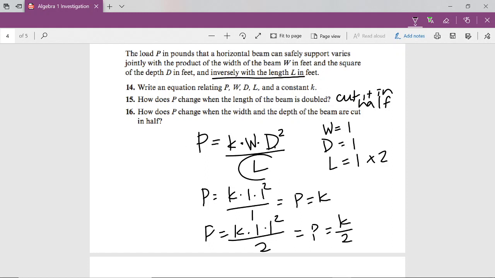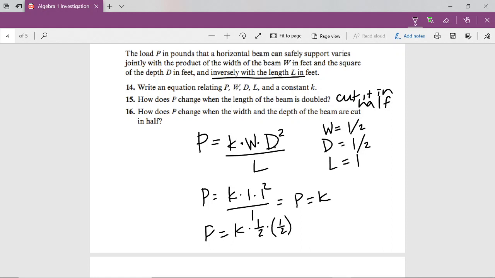So let's try this again. How does P change when the width and depth of the beam are cut in half? Okay, so let's go back to this here and say instead of doubling that length, let's cut my width and my depth in half. So instead of 1, we have 1/2 for each of these. Well, let's plug it in. K times 1/2 times 1/2 squared divided by 1. When we simplify all that, we see P equals K times, well, that's 1/4 times 1/2, so 1/8.